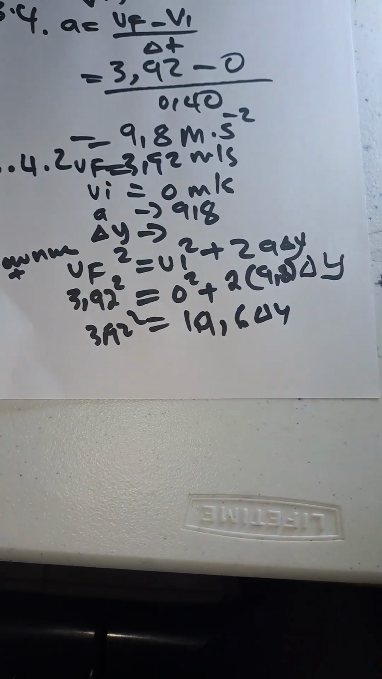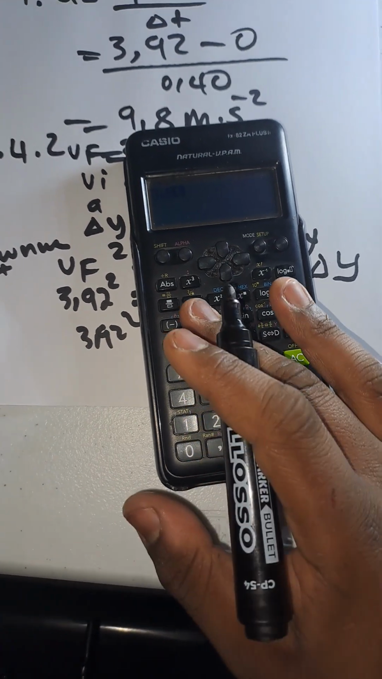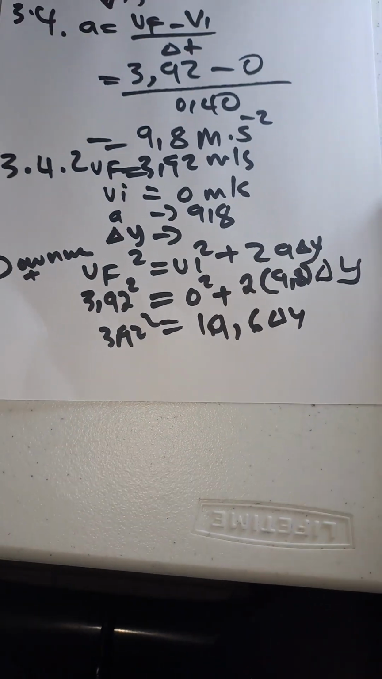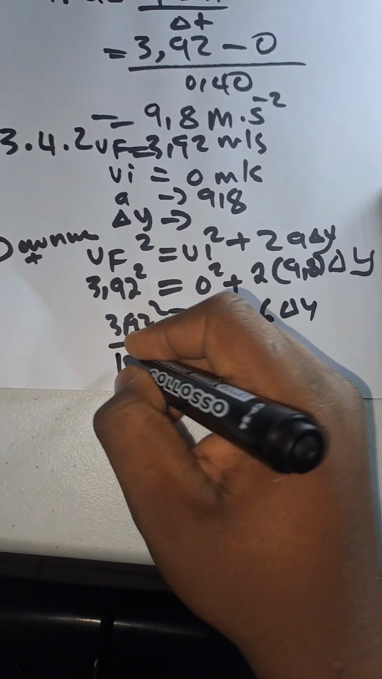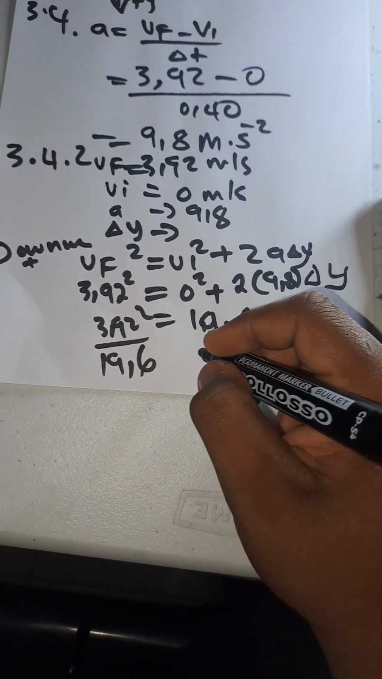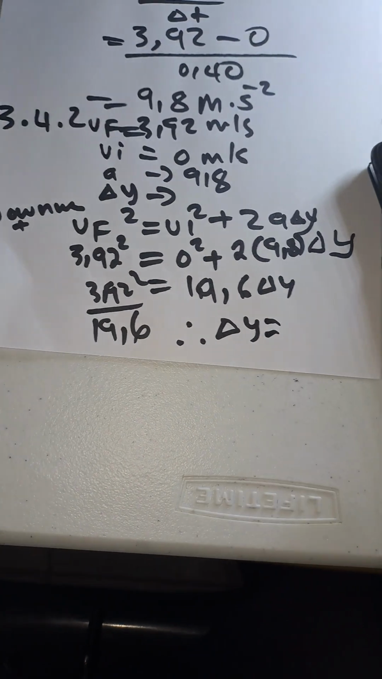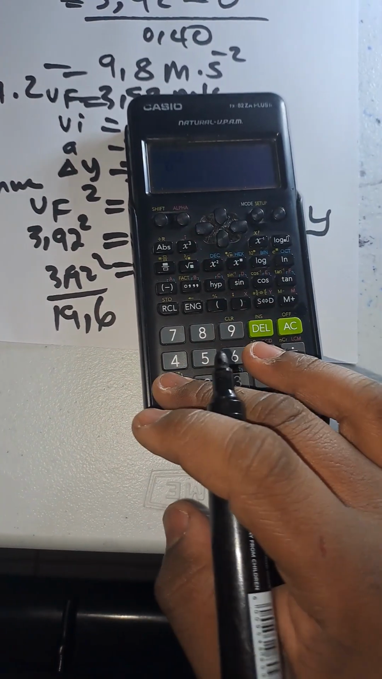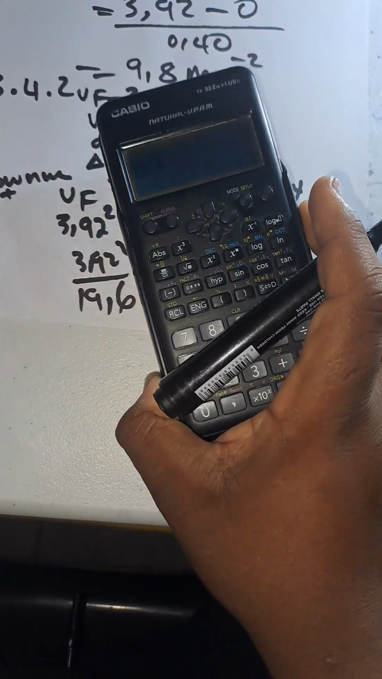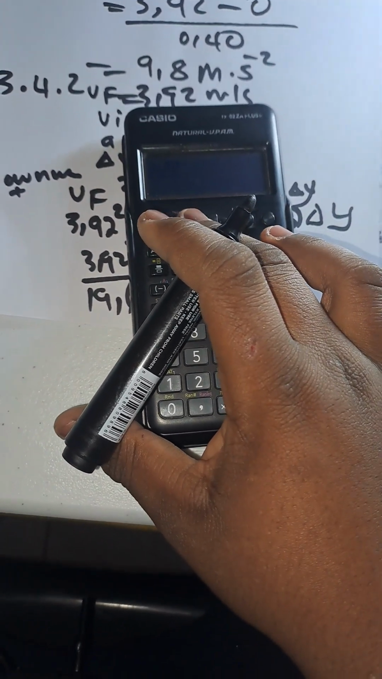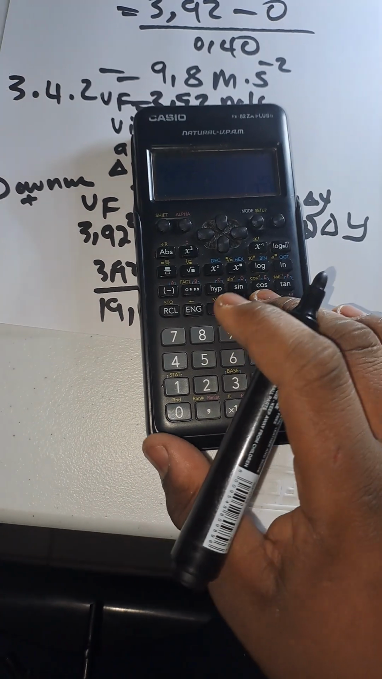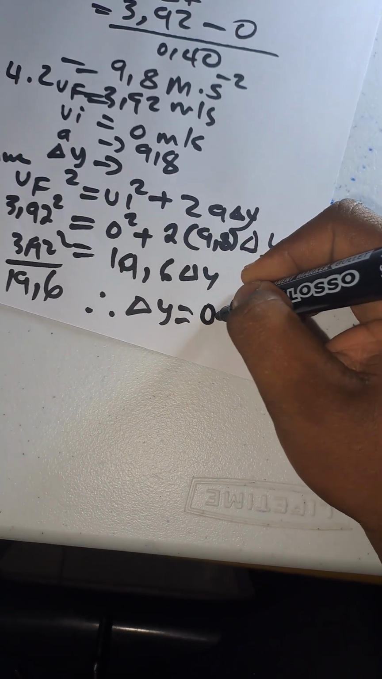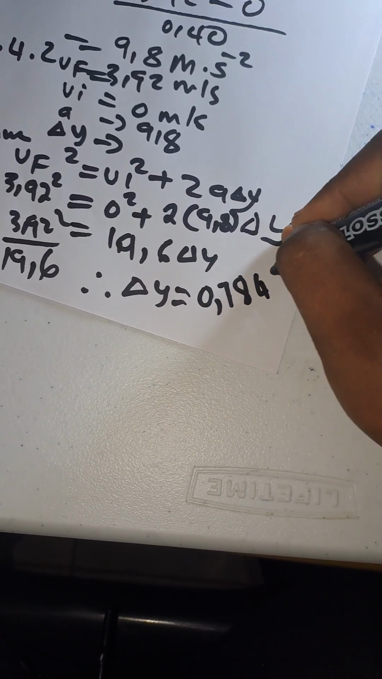3.92 squared. Okay, so now let me check this 3.92 squared so that you're not confused. I have 15.364. So let me not confuse you all. Let me simply divide everything by 19.6. Therefore my delta y is equal to 3.92 squared over 19.6. Then what do you have? 0.784, as you can see. So my delta y is 0.784 meters.